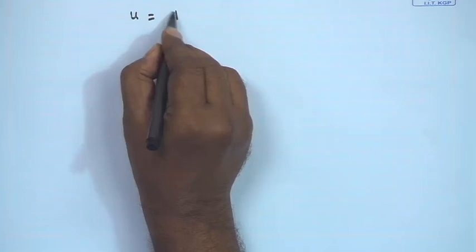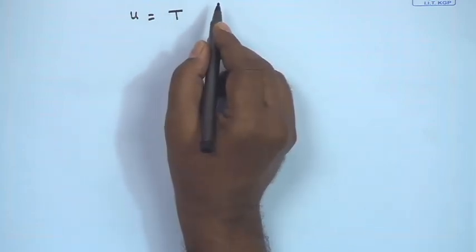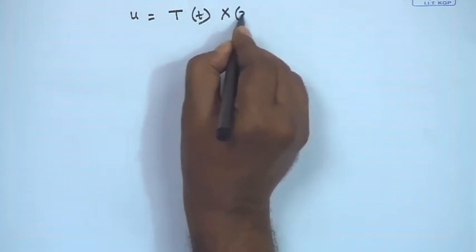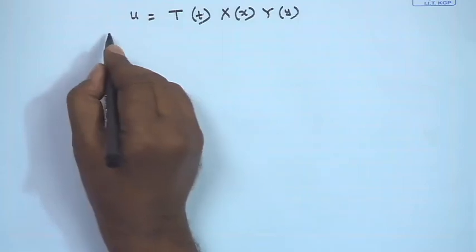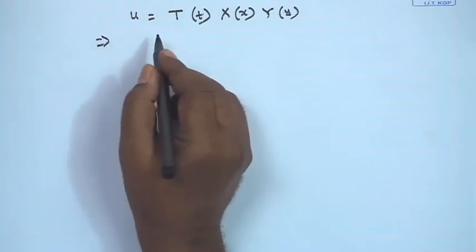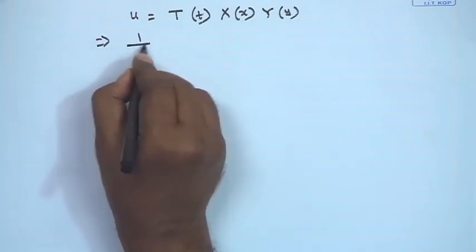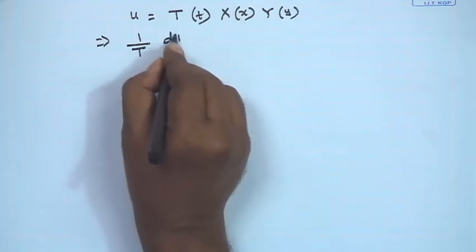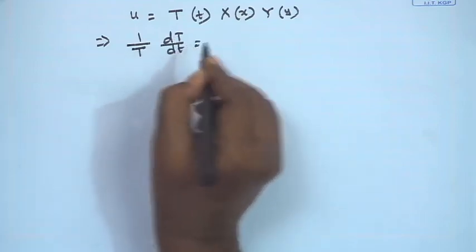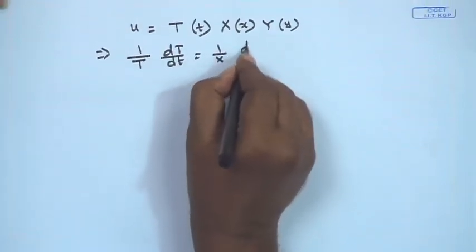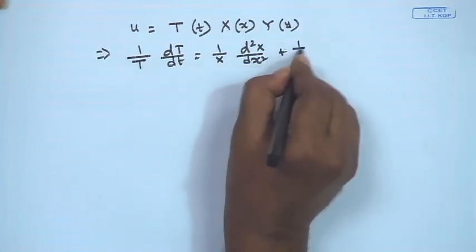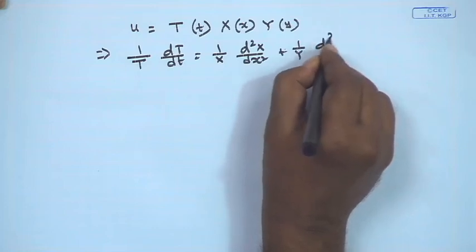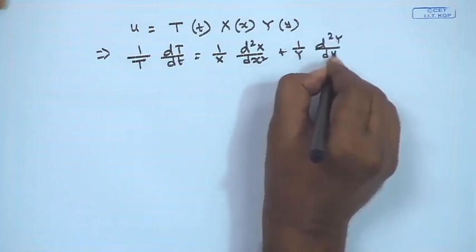So, u is assumed to be a product of 3 functions, T of t, X of x, Y of y. Now, if you substitute in the governing equation and after doing separation of variable, we will be getting 1 over T dT dt is equal to 1 over X d square X dx square plus 1 over Y d square Y dy square.